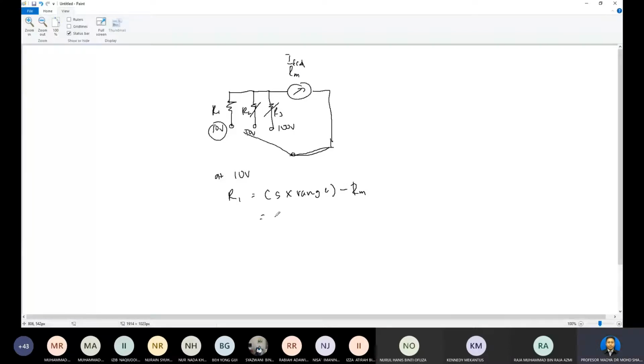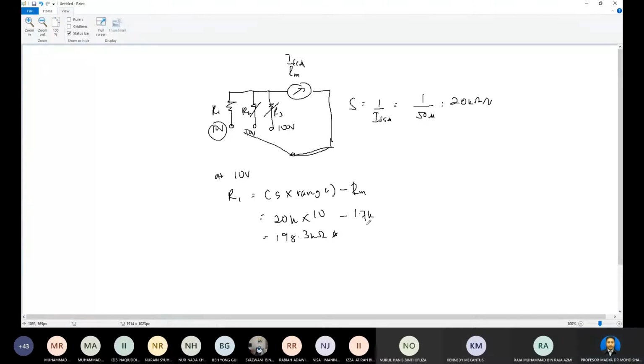So the range is 20k multiplied by 10 minus Rm 1.7k. The answer is 8.3 kilo ohm. That is for R1. To calculate the S that I mentioned, S is 1 over the full scale deflection. The full scale deflection is 50 micro, so the sensitivity is 20 kilo ohm per volt. That's how we get R1.